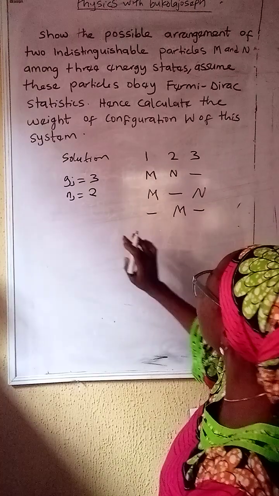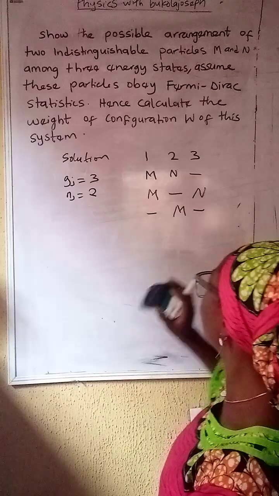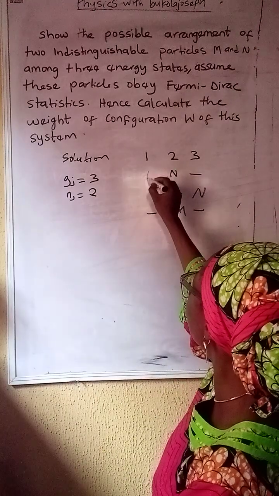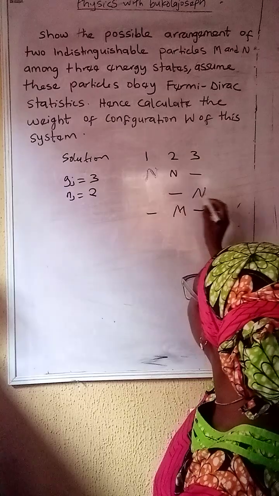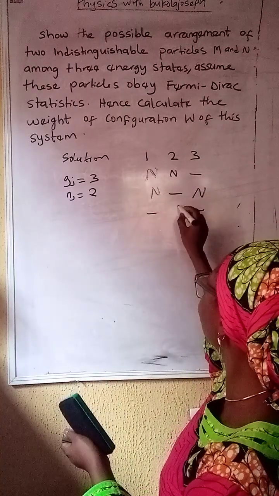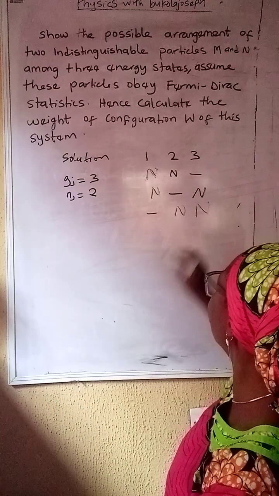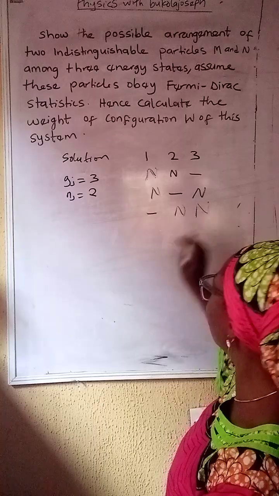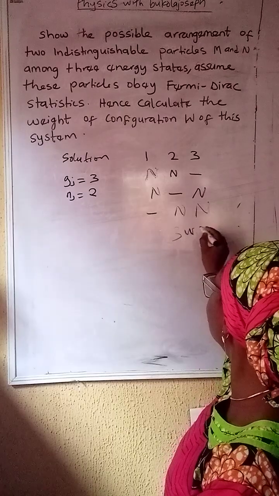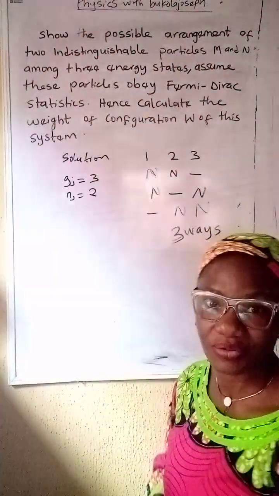So mind you, since they are indistinguishable, it means you must not use M and N separately. You can use N, N, N, N, because they are indistinguishable. Sorry, there's supposed to be N here. So we have this. It means we have 1, 2, 3 ways. We have 3 ways. I hope you are seeing what I'm doing.